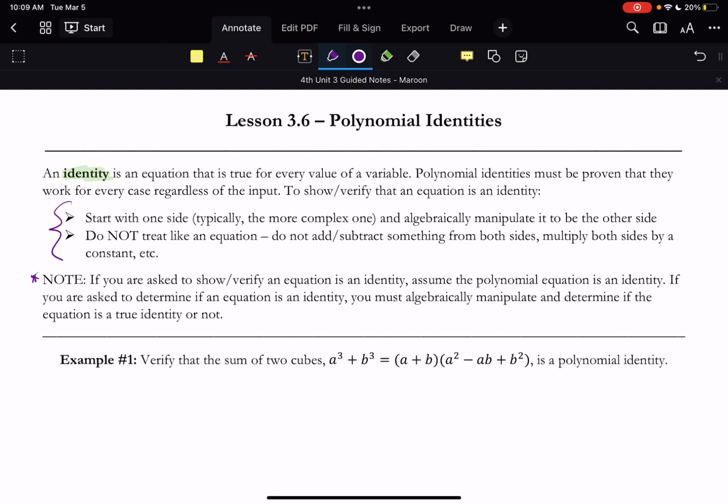If you're asked to show or verify that an equation is an identity, you can assume that it is an identity. If you're asked to determine if an equation is an identity, then you have to do all of the algebra and then determine, can I get it equivalent to the other side?